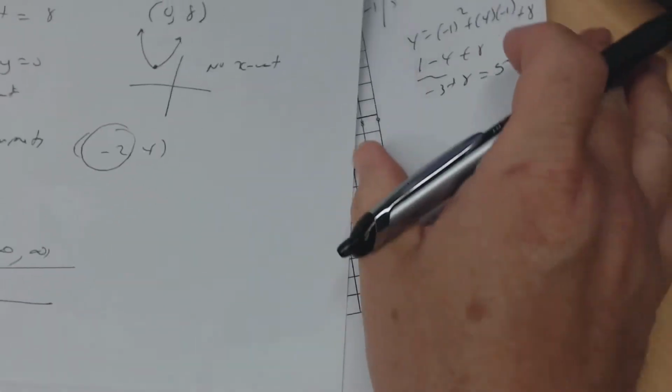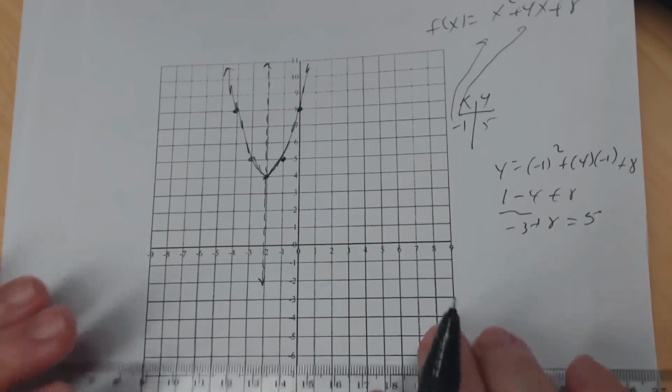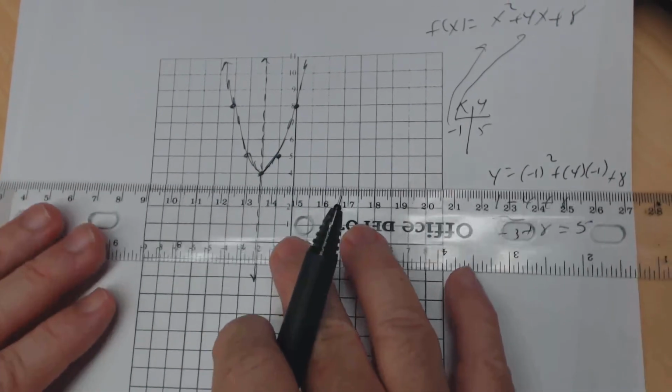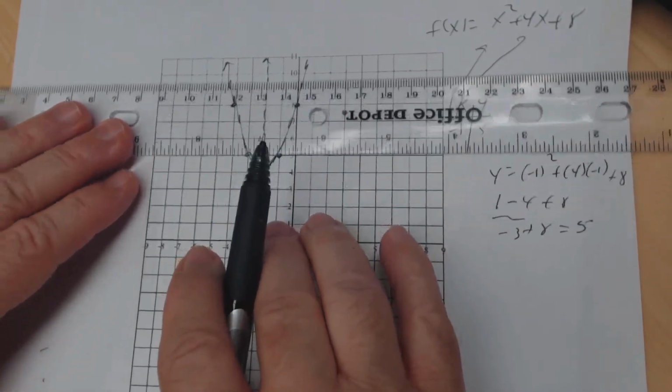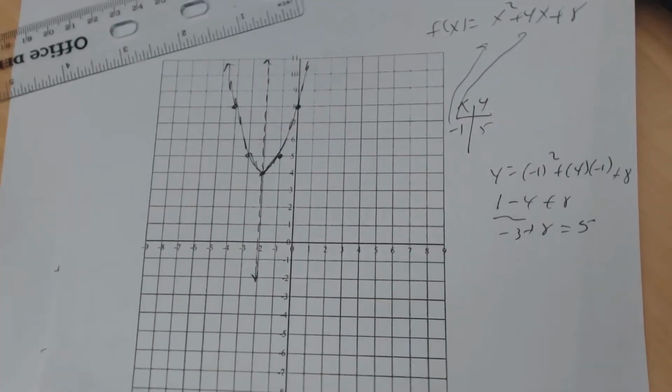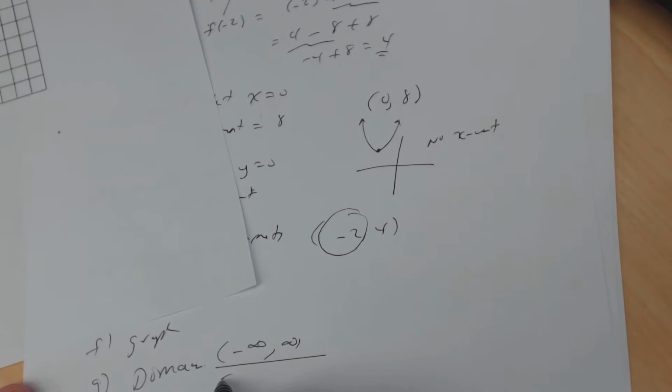All right, so the range, remember, you're going from bottom up along the y-axis. So as you go along the y-axis, I touch the graph at the minimum. So that's going to be 4 all the way to infinity. So the y value is 4. So we bracket 4 to infinity.